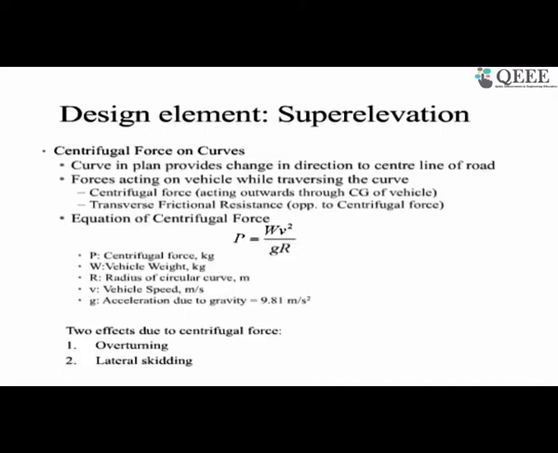Now the stopping sight distance, we may always consider it on a tangent or on a curve. So on the curve, another thing is actually happening. There is a centrifugal force which is going to pull the vehicle out of the road on the outer side of the curve. If you look into the centrifugal force, this is the centrifugal force which is going to act on it. W is the weight of the vehicle, V is the speed, and it is divided by g times R, where R is the radius.